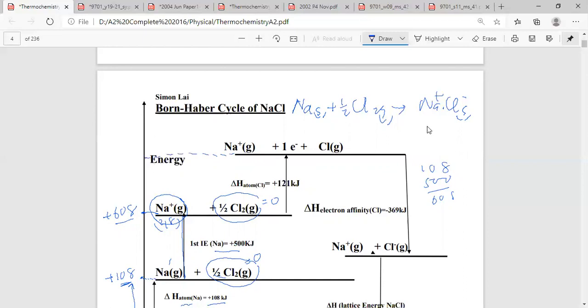608 plus what? I put here 1 to 1, so it's 1 to 1. So it's what? 729. So this value here is positive 729. See now? Okay? So now I got this one here.